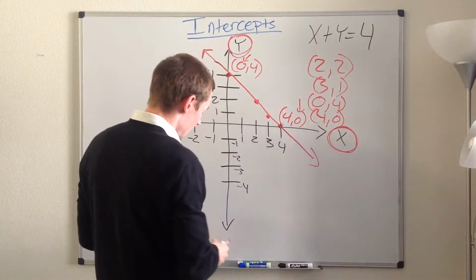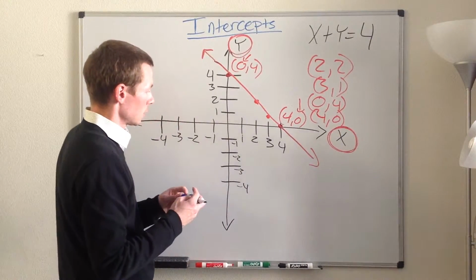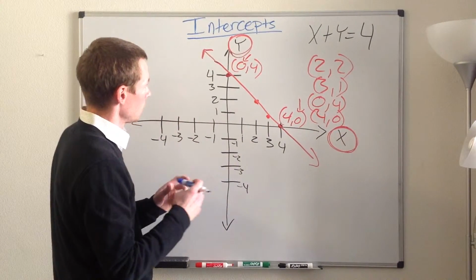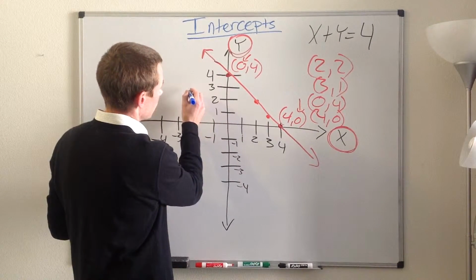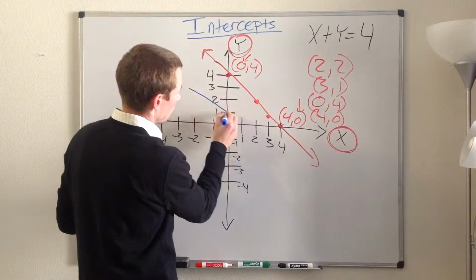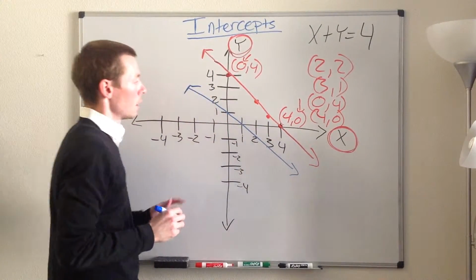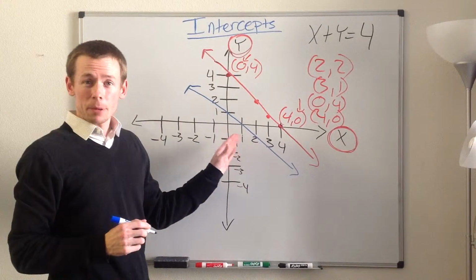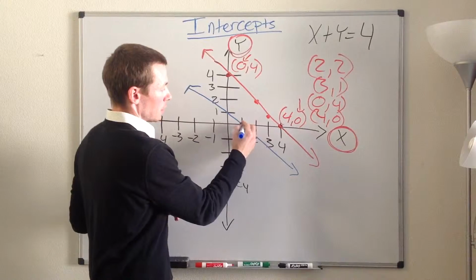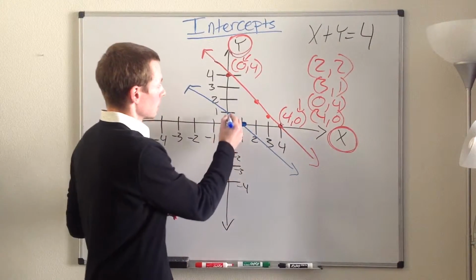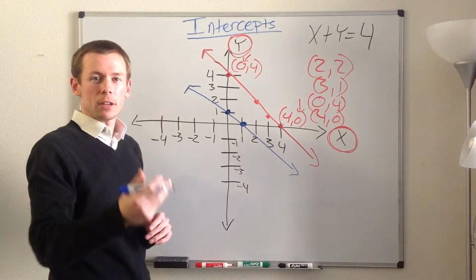Okay, so let's look at some other examples here. Let me draw some other lines. So if I draw, let's just say this line right here, what is the x-intercept and what is the y-intercept? So see if you can find the coordinates for that point and the coordinates for that point. So I'll give you a second to do that.